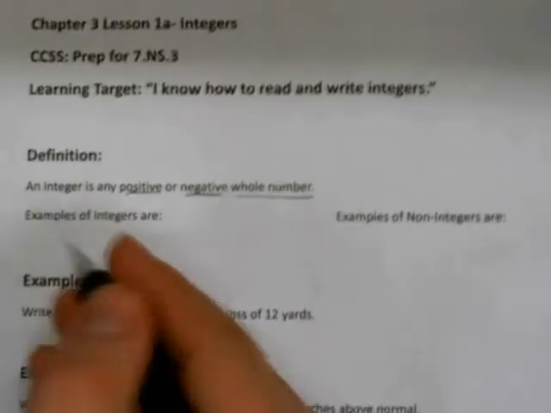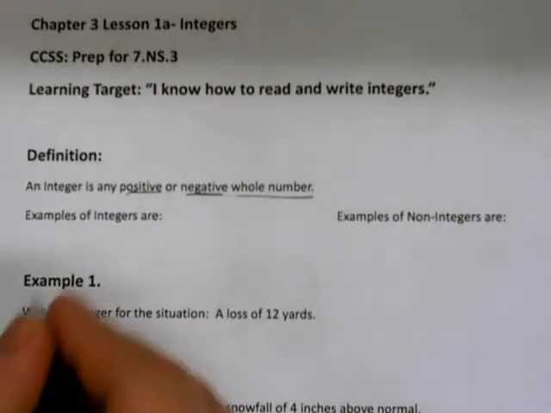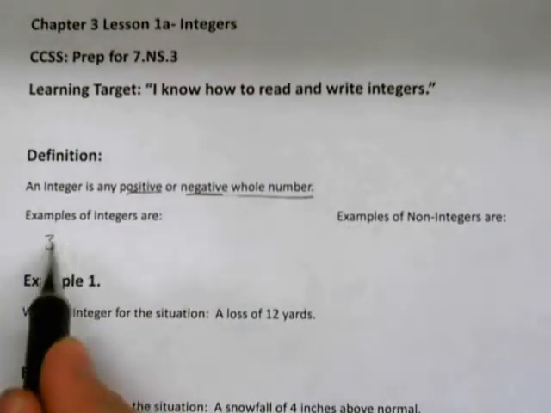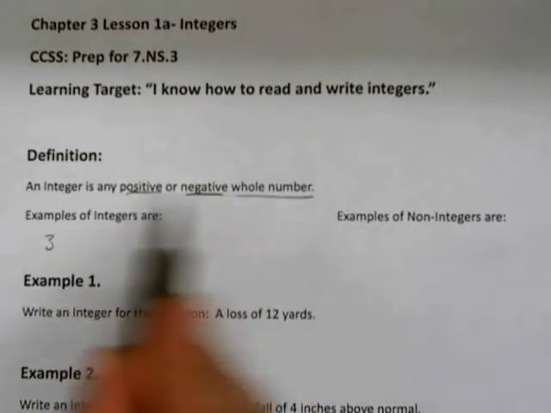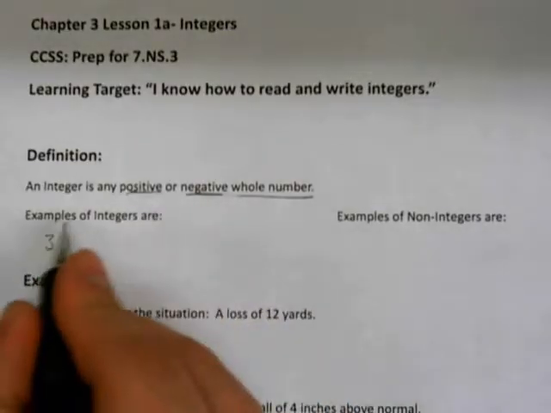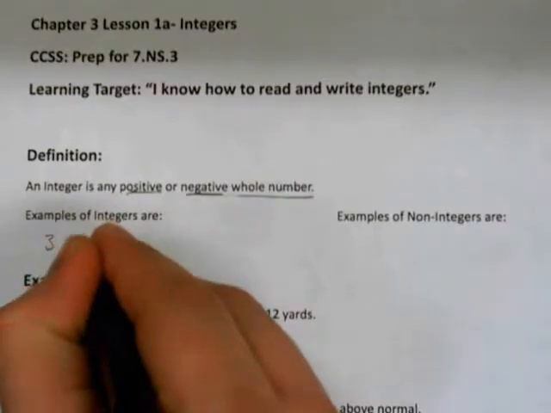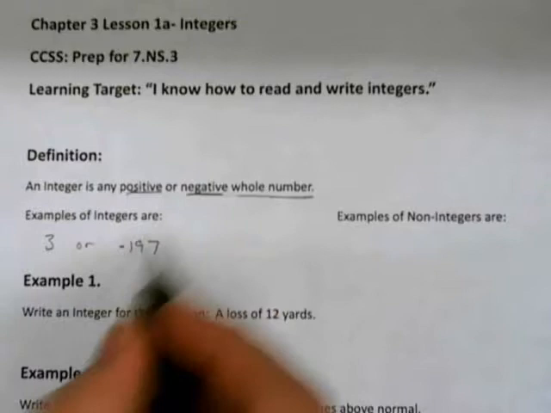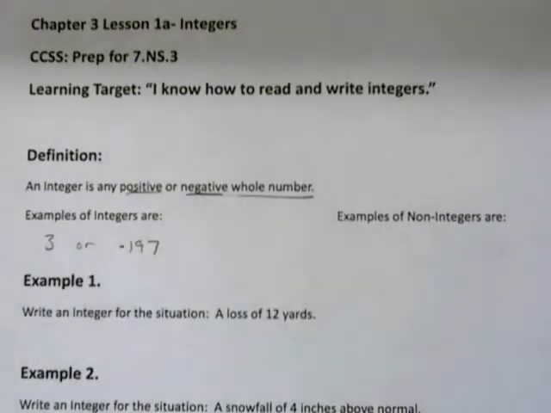So let's do some examples here. Examples of integers would be like the number 3. 3 is an integer because it's a whole number. There's no decimal, there's no fraction, and it is positive, so it meets those two criteria. It also could be negative 197. It's a negative number, so that's fine, and it's also whole. There's no decimal, there's no fraction. It's therefore an integer because it's a whole number and it's a negative number.